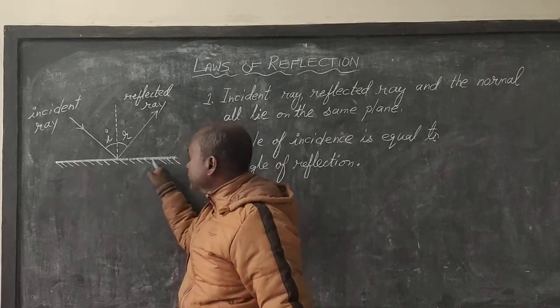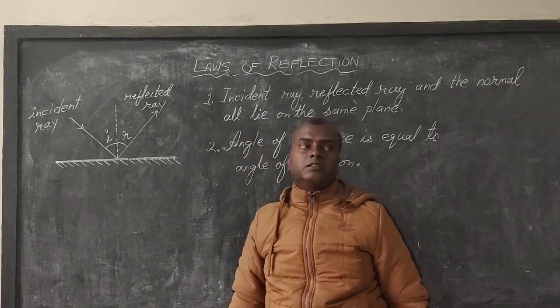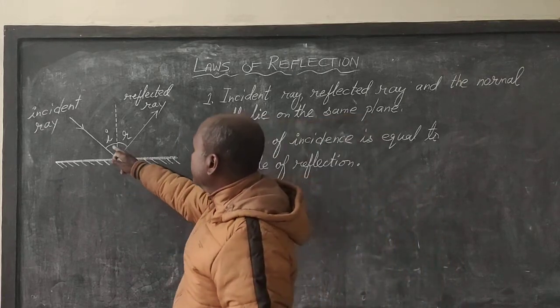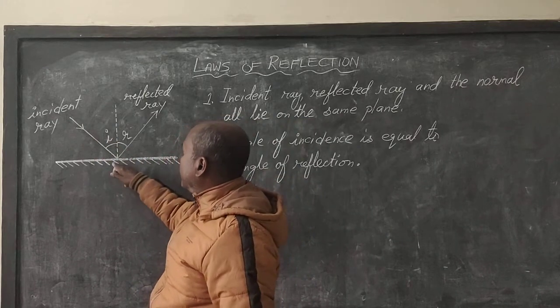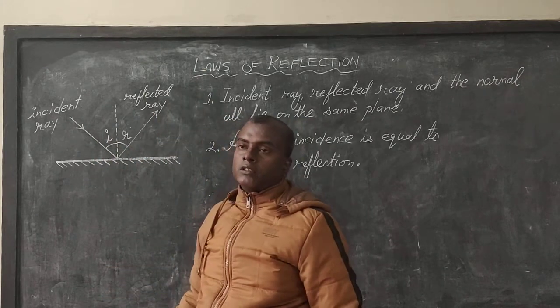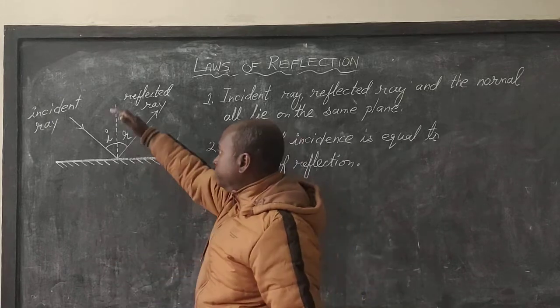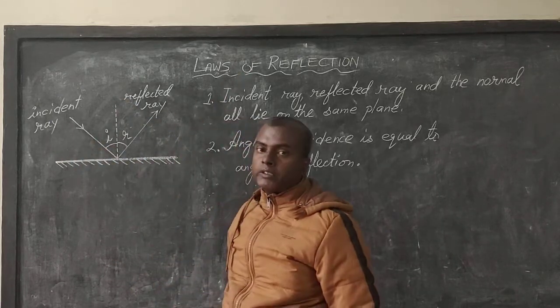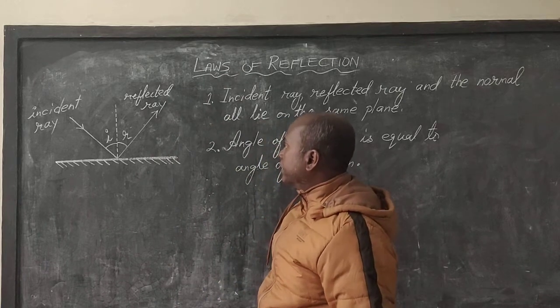Now, this surface is a mirror. The best plane surface known to us is a mirror, and one ray is taken to be coming towards the mirror, and after reflection it goes away from the mirror. When it comes towards the mirror, the ray is called the incident ray. When it reflects and goes away from the mirror, it is called the reflected ray.